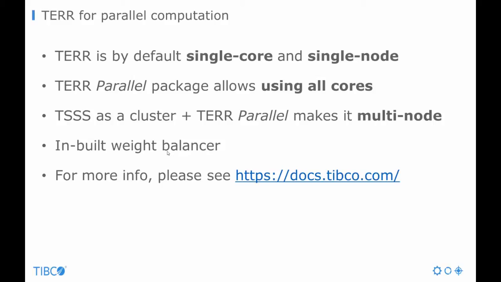Besides using multi-cores on one machine, you can also expand your computation capacity by using more machines. This is called multi-node. When TSSS has been set up as a cluster, we have a multi-node TERR installation. TSSS as a cluster includes a weight balancer to ensure a fair distribution of computational workload between the nodes. If you require more information, please consult the TSSS installation manual via this documentation link, which is also on our Tibco community and on the Spotfire website.